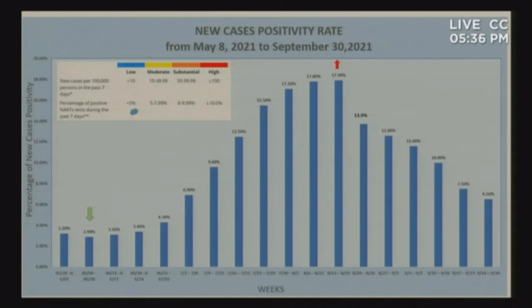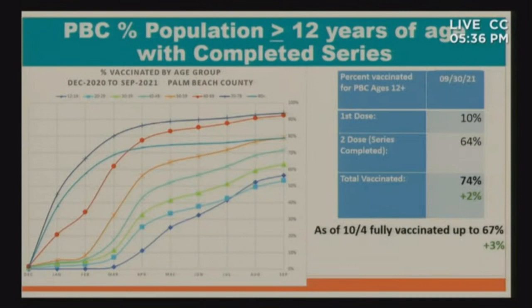So let's talk about the vaccinations. This graph shows you where we've broken them out by ages. So in the chart, you see that the number completed is 64, and the total is 74. We've gone up by 2%. Now, as of the 4th, we went up another 3%. So now we're at 67 fully vaccinated in Palm Beach County. And that means that we are at 77 for total vaccines.